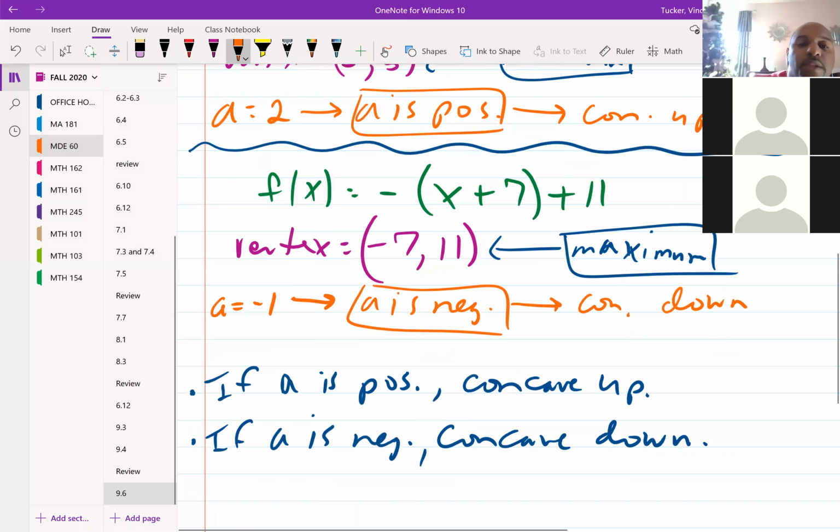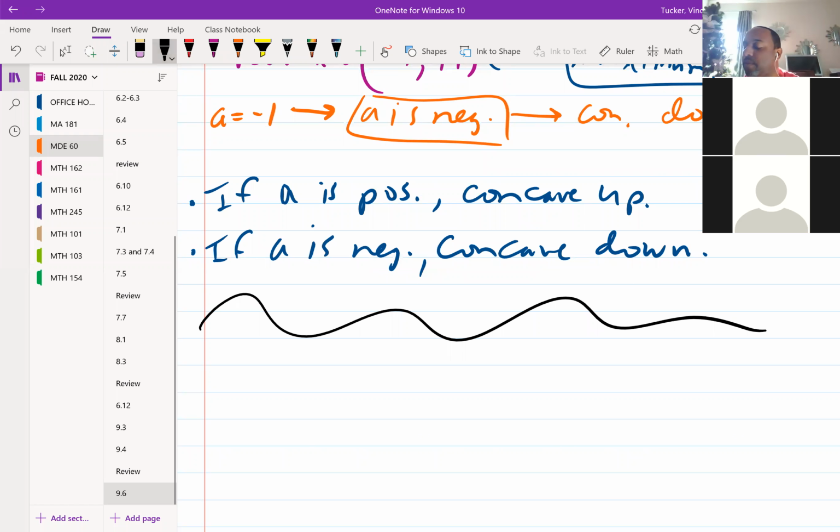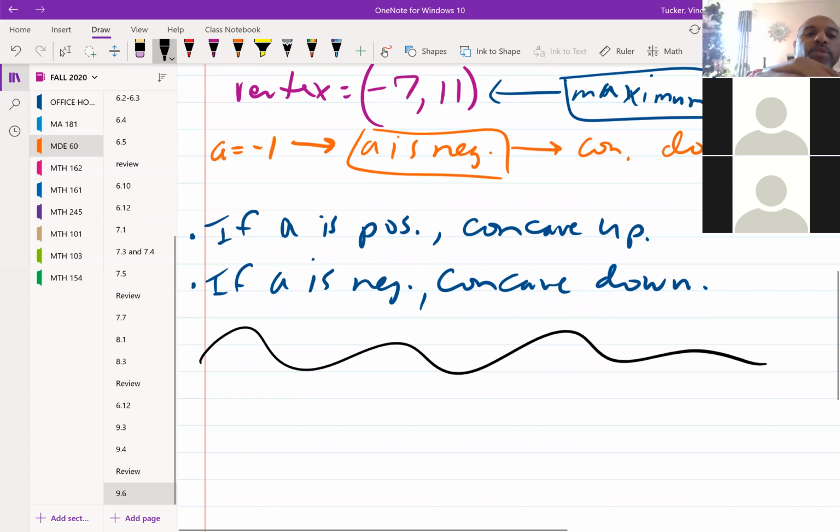So let's try this one from scratch. See all the things they ask you. Oh, axis of symmetry. All right, we'll do that in this next. Well, let's do this axis of symmetry if they ask for it.